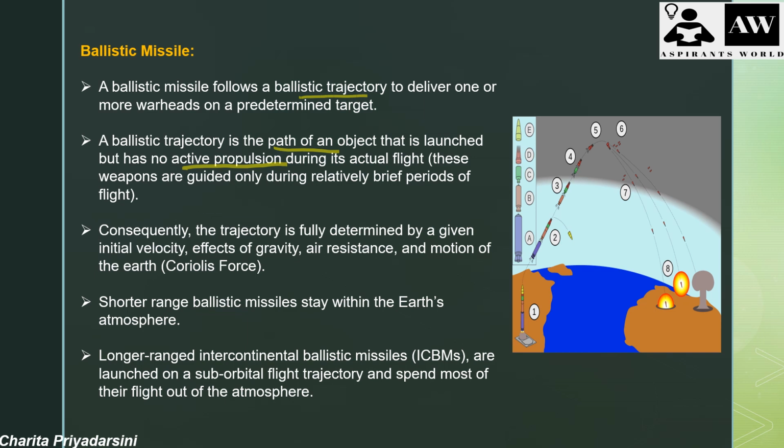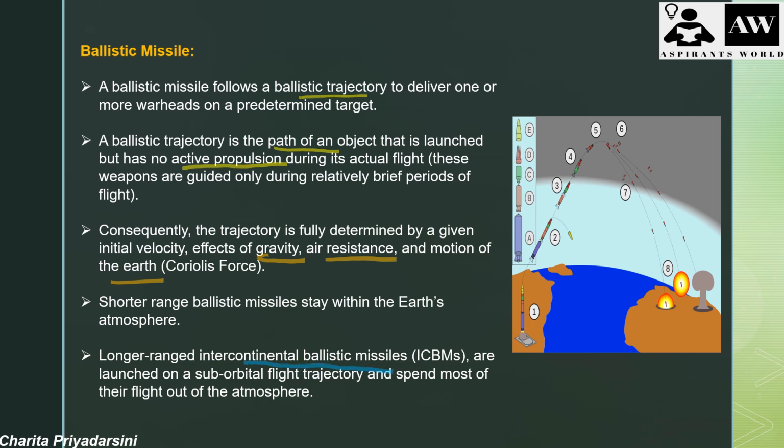And consequently the trajectory is fully determined by a given inertial velocity, and this trajectory path is affected by gravity, air resistance, and the motion of the earth, that is the Coriolis force. So the ballistic missiles basically get affected by these external forces: gravity, air resistance and the Coriolis force.